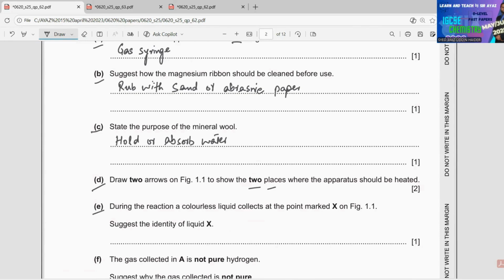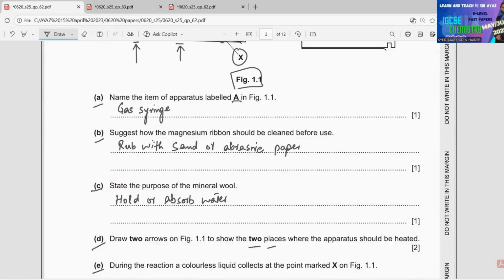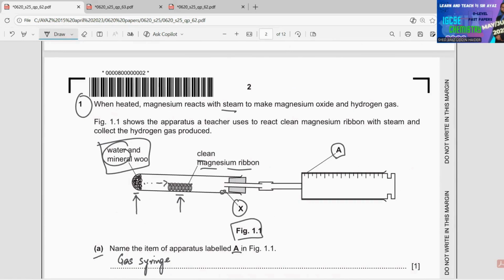E. During the reaction, a colorless liquid collects at the point marked X on figure 1.1. Suggest the identity of liquid X. So at this point, it must be water or H2O. Water or H2O that will be collected. As the steam is coming out from this mineral wool, it's reacting with magnesium, and furthermore, the other steam molecules will be condensed or cooled at this point X.